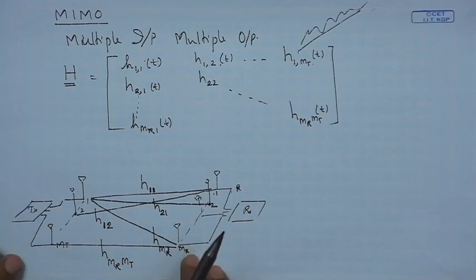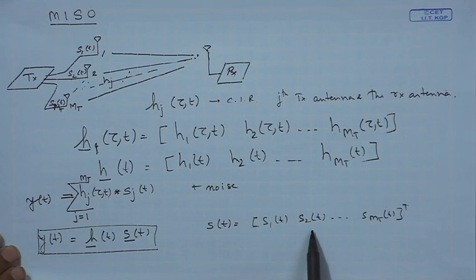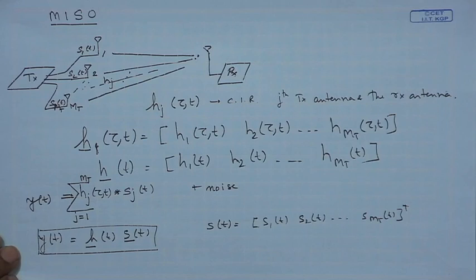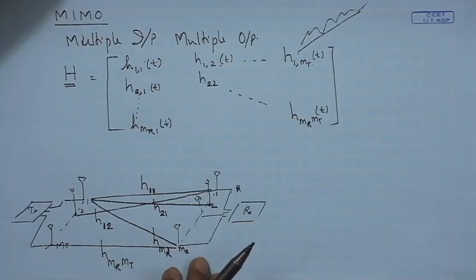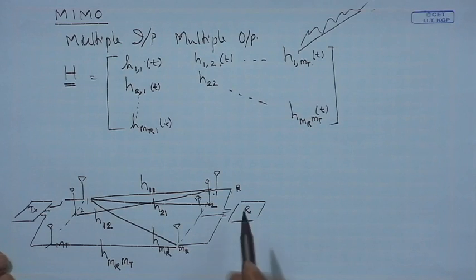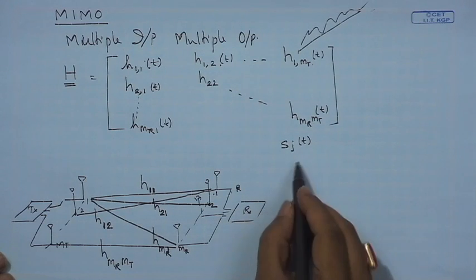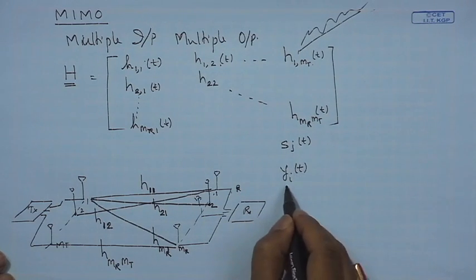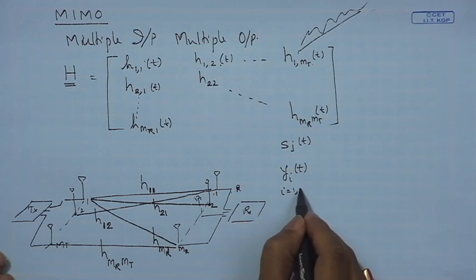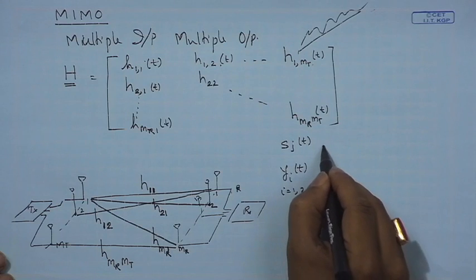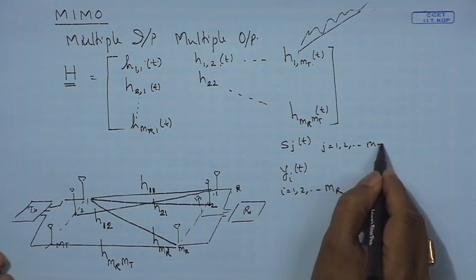Now we move ahead here. Since we have multiple antennas, s(t) would be defined as in this case, where we have multiple inputs. So for every channel, the link, the output is this one. For every receiver antenna, the output is this one, and there will be MR number of receiver antennas. So that way the expansion has to happen. So we could write that sj(t) is the transmitted signal from the jth transmit antenna, and yi(t) is the signal received in the ith receive antenna, i equals 1, 2, up to MR, j equals 1, 2, up to MT.